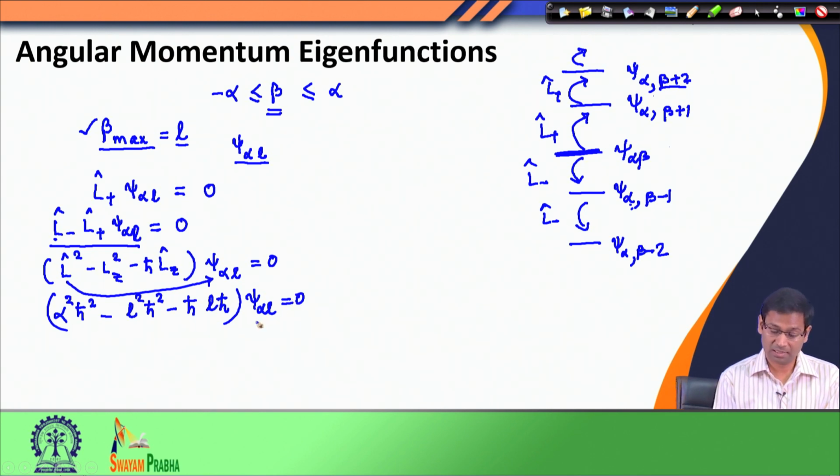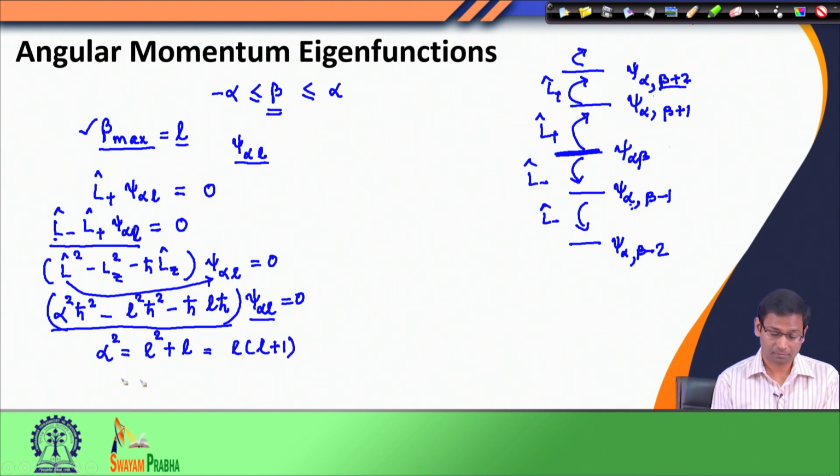So, when I look at this relation, the non-trivial solution for this would be when this term, which are the eigenvalues, will be 0. Therefore, alpha square is going to be L square plus L, or L into L plus 1. This is what I get, the relation between alpha square and L. What is L? L is the maximum value of beta.